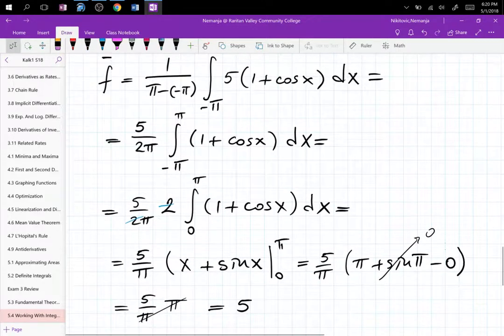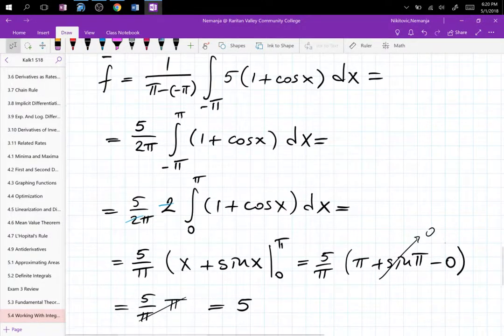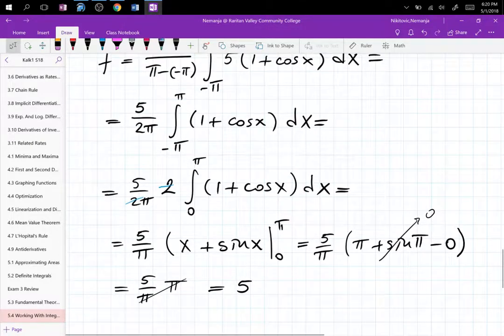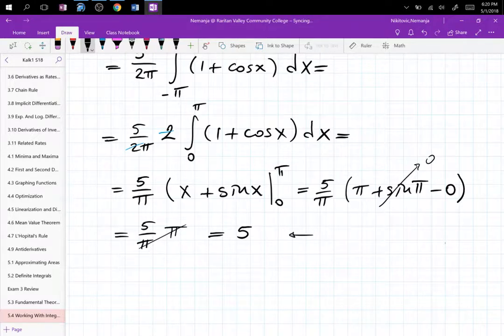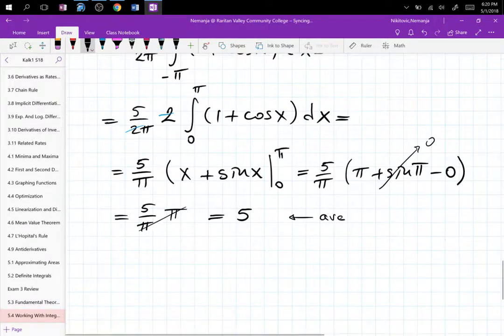So what's the average? The average is 5 for that wave. That's the average height.